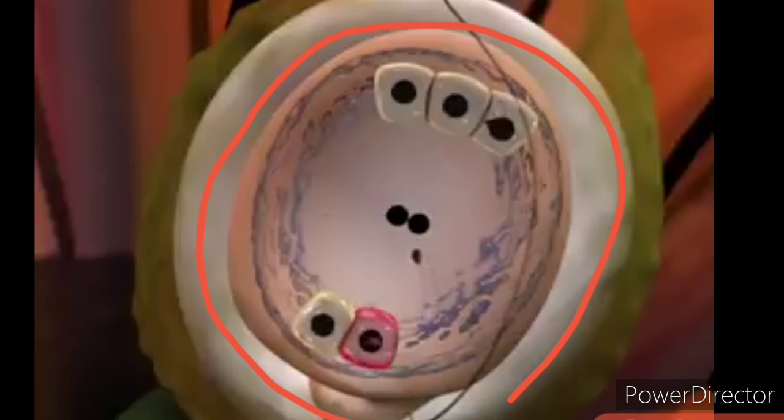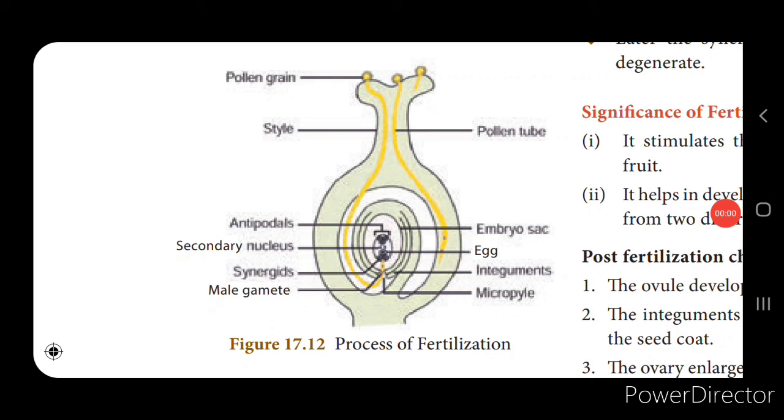If you see the significance of fertilization, it stimulates the ovary to develop into a fruit, and it helps in the development of new characteristics from two different individuals. So these are the significance of fertilization. So this is about fertilization in plants, children.